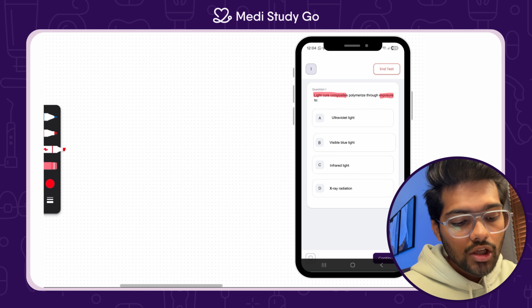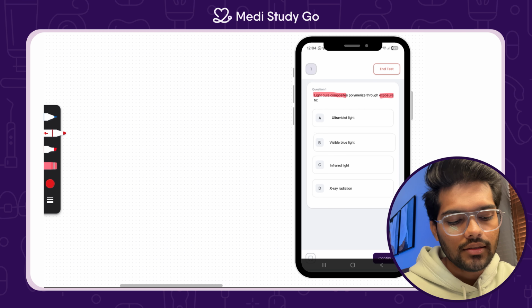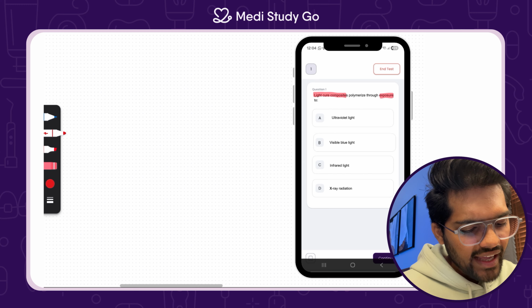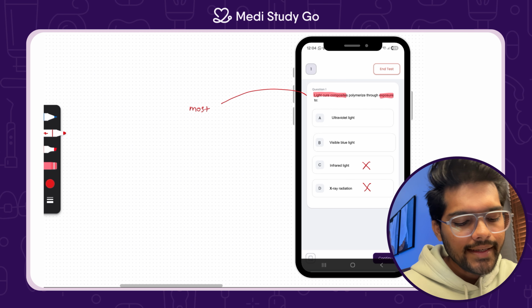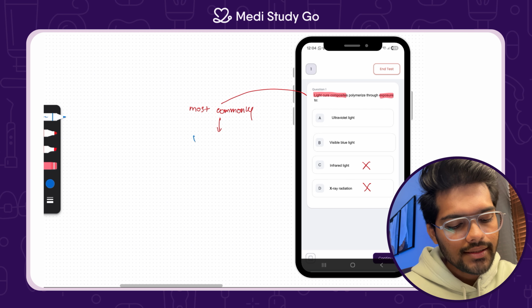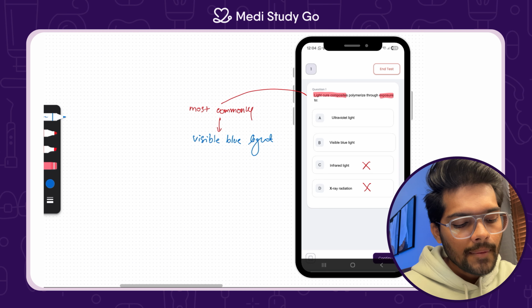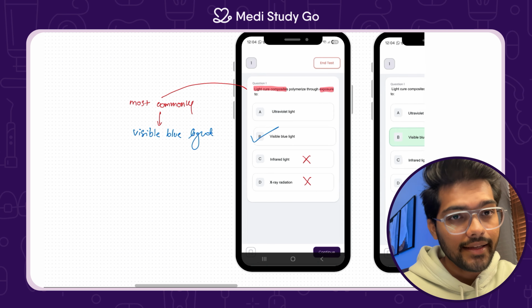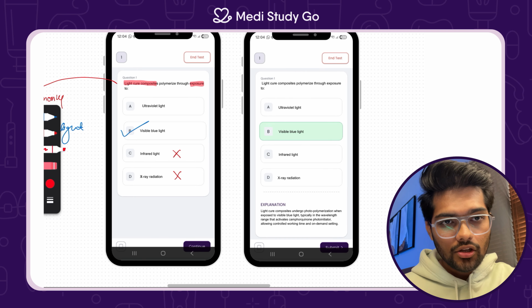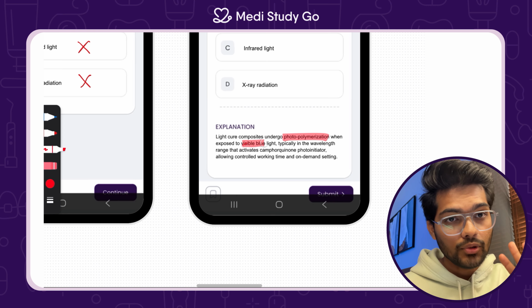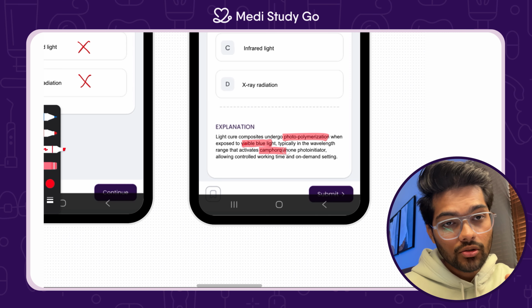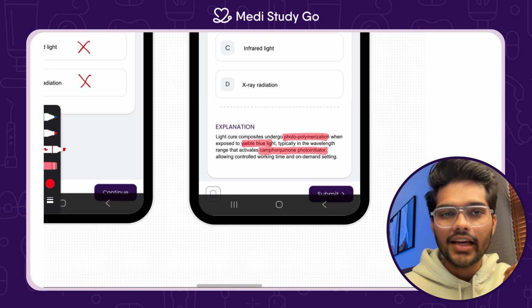Now let us look at this MCQ. Light cured composites polymerize through exposure to what? So we know for a fact that it isn't infrared light or X-ray radiation. Also, most of the light cured composites are usually polymerized with the visible blue light, which should be the correct answer. Let us look at the explanation. So the light cure composites undergo photopolymerization when exposed to visible blue light, which is responsible to activate the camphoroquinone photoinitiator, which we have already studied.